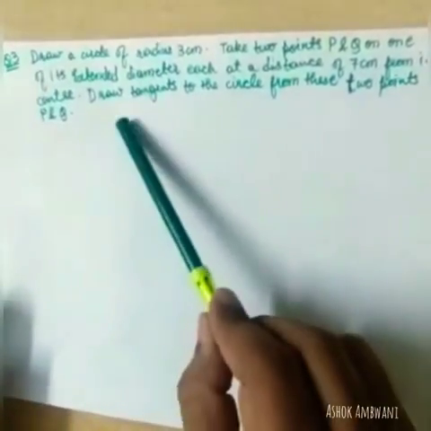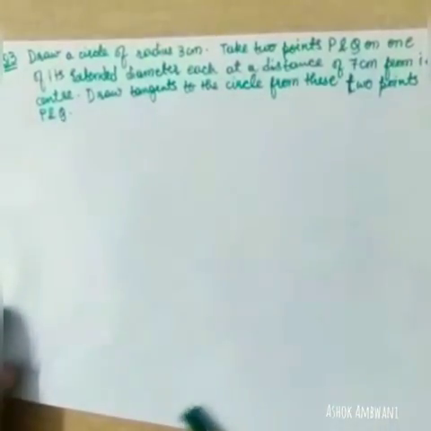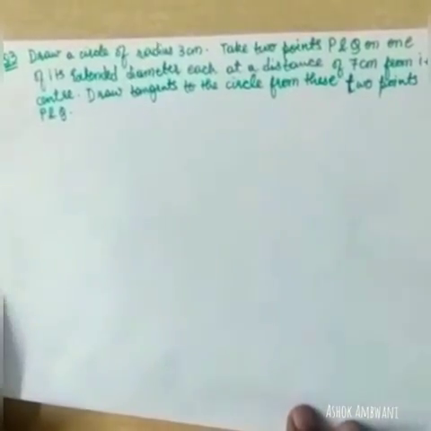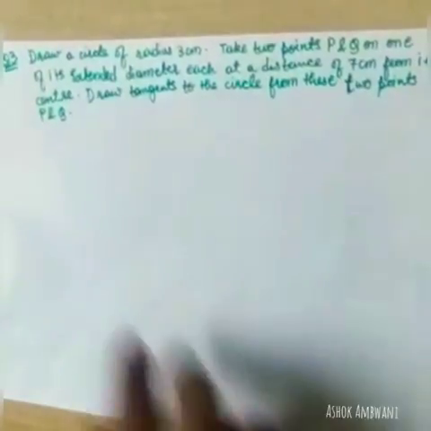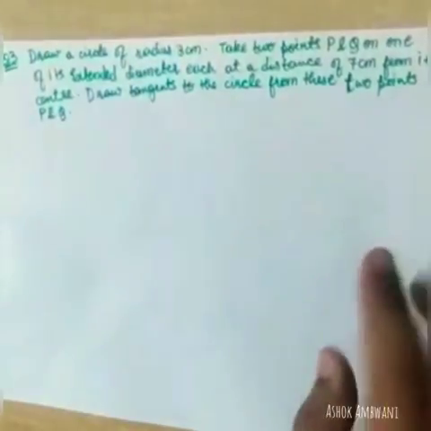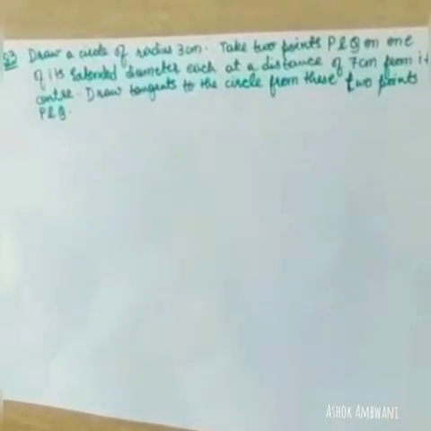And we have to draw tangents to the circle from these 2 points P and Q. That means P and Q are the external points, and if one external point is there, 2 tangents can be drawn. So P and Q are 2 points, that means we have to construct 4 tangents.